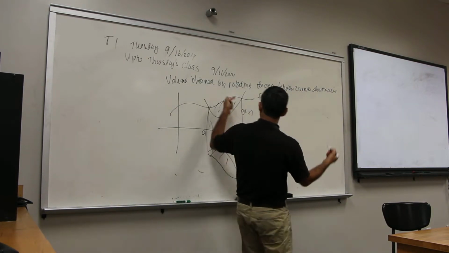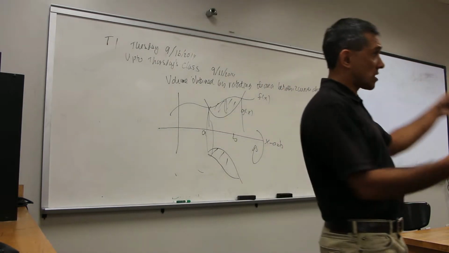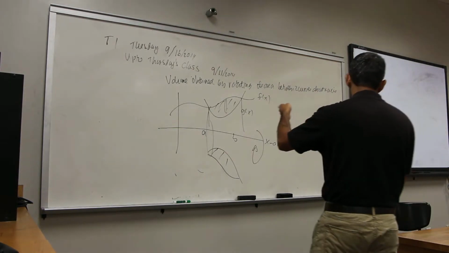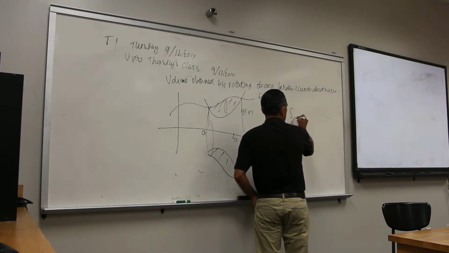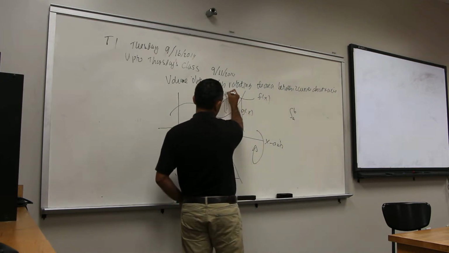So you will integrate from a to b. You will take the area. Of course, you will need to assume that f is on top of g, because if you want to subtract, make sure you get positive volume. So you will take your area between a and b. Let's assume f is on top of g.